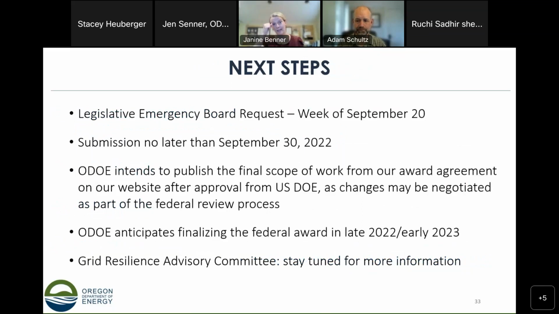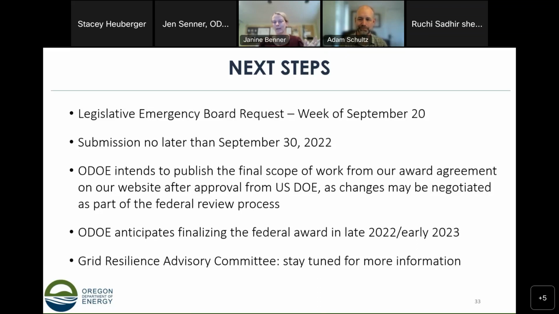Next steps. As I mentioned, in late September, we'll be presenting to the Legislative Emergency Board. We have to seek permission to apply for this grant and then request general funds for that state match for the first year of the program. We will then submit our application to the U.S. Department of Energy by September 30th. And as Jen talked about, that will start a negotiation with US DOE on our application.